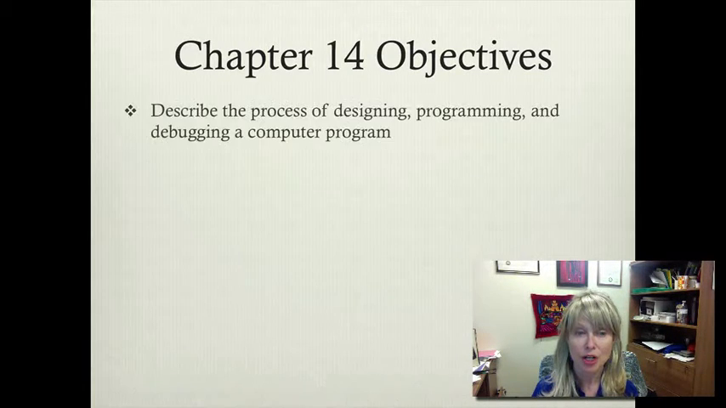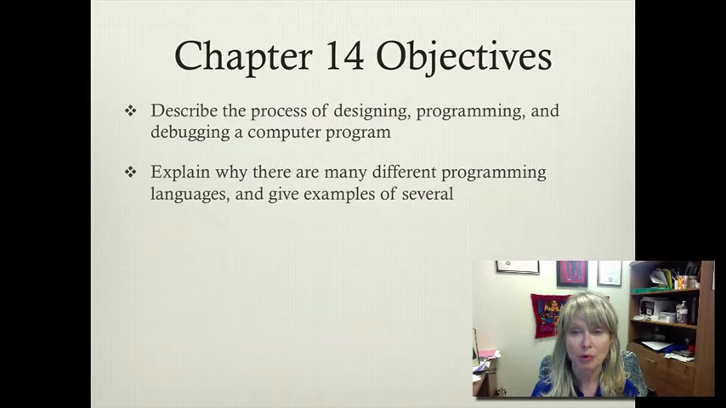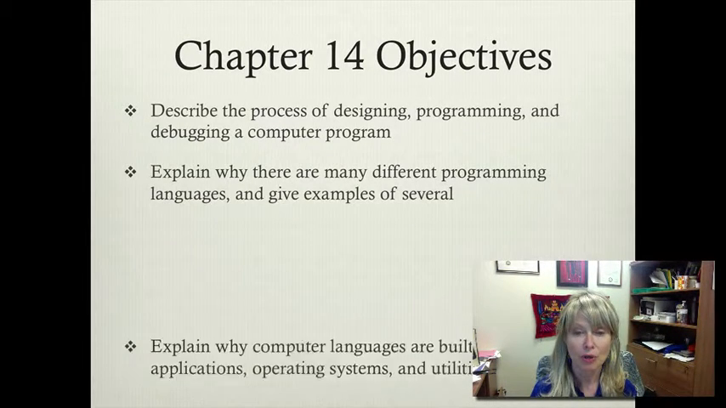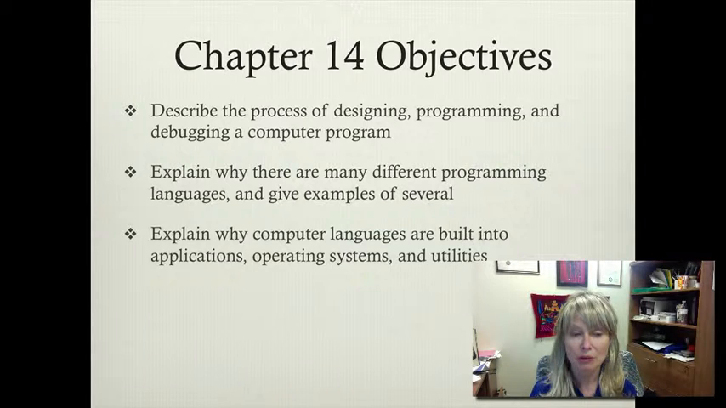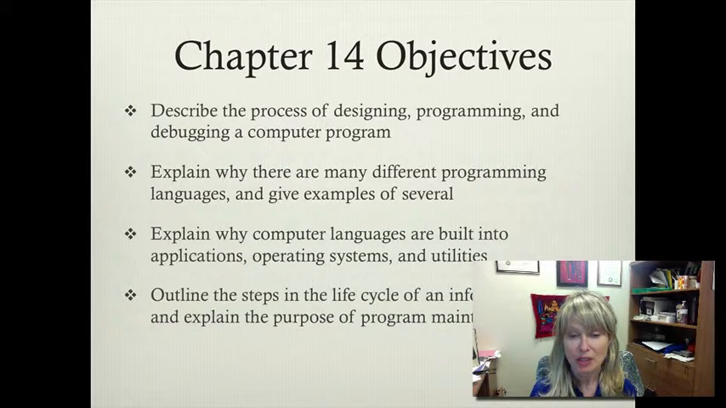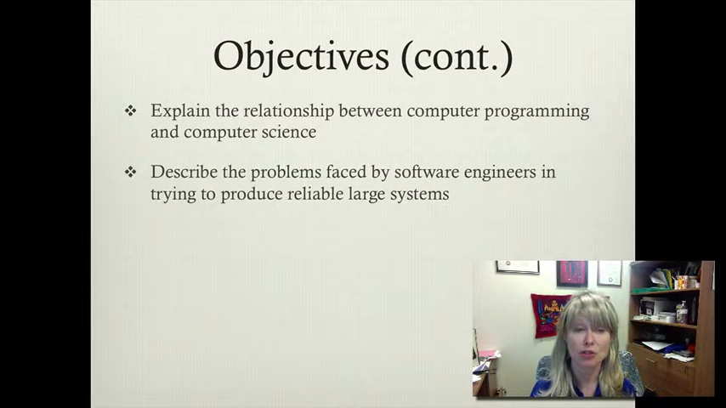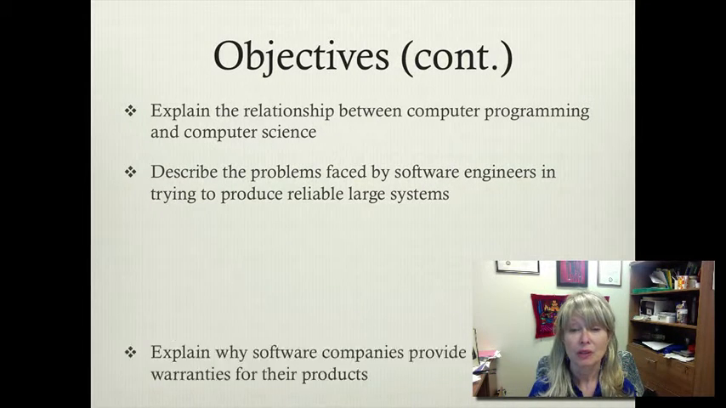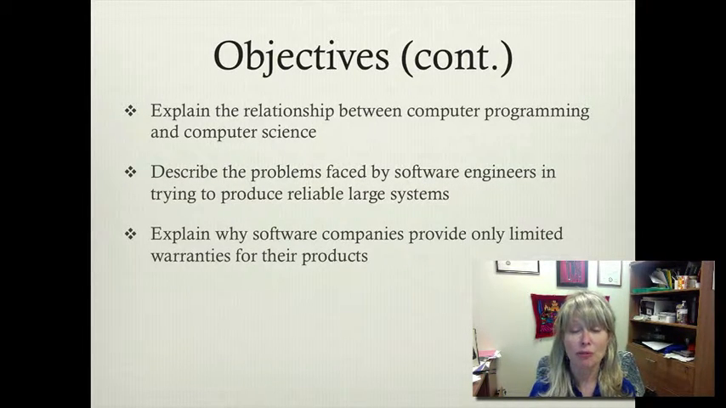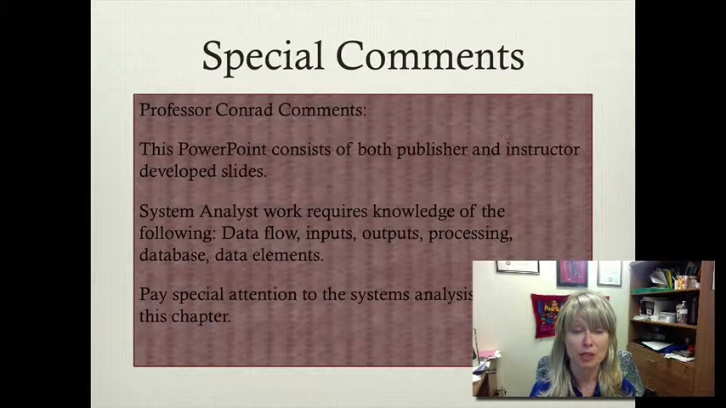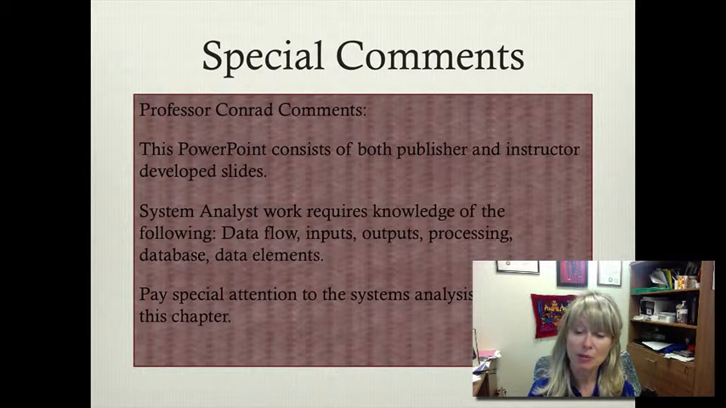So our objectives: designing, programming, different kinds of programming languages, computer language built into everything. The life cycle of an information system, very important. Lots of questions on the quiz about that. Okay, the relationship between computer programming and computer science, you think you should know that. Large systems, and why software companies provide only limited warranty for their products. Sorry, this is a little messy. Just want to point out that some of the slides are not the publisher slides, some of them are.